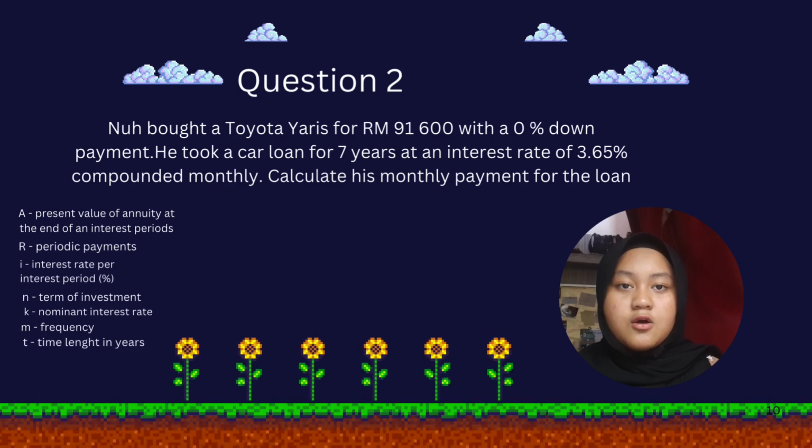Question 2. Nor bought a Toyota Yaris for RM91,600 with a 0% down payment. He took a car loan for 7 years at an interest rate of 3.65% compounded monthly. Calculate his monthly payment for the loan.